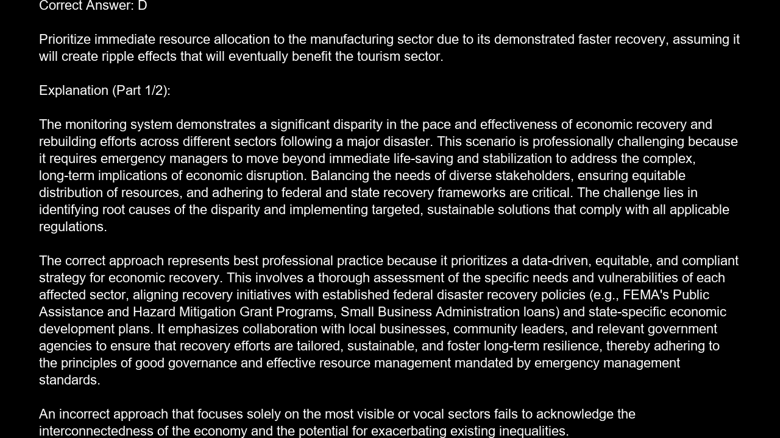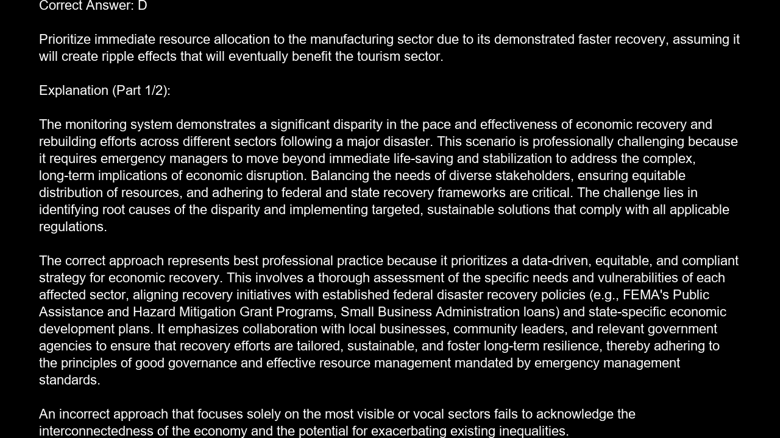This scenario is professionally challenging because it requires emergency managers to move beyond immediate life-saving and stabilization to address the complex, long-term implications of economic disruption. Balancing the needs of diverse stakeholders, ensuring equitable distribution of resources, and adhering to federal and state recovery frameworks are critical. The challenge lies in identifying root causes of the disparity and implementing targeted, sustainable solutions that comply with all applicable regulations. The correct approach represents best professional practice because it prioritizes a data-driven, equitable, and compliant strategy for economic recovery.